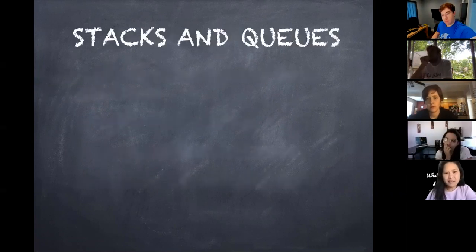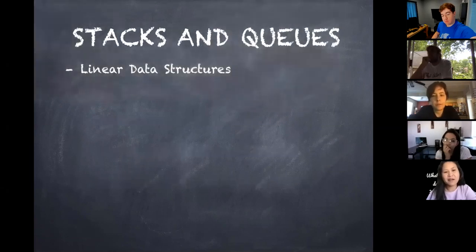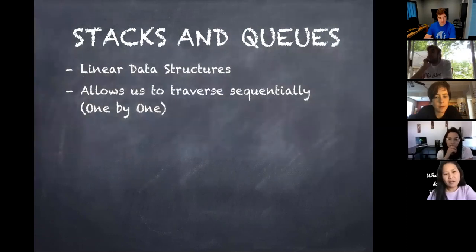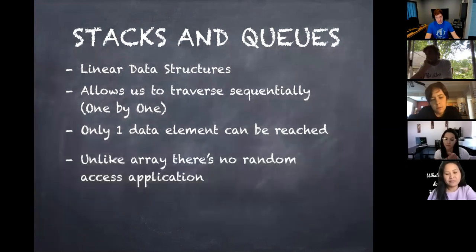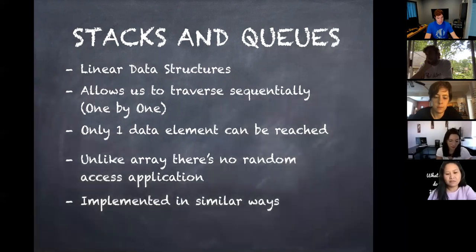So stacks and queues, what are they? They're both linear data structures. They also allow us to traverse sequentially, meaning we can get the data one by one. Like I said, you can access the elements only one at a time. And unlike arrays, there's no random access for stacks and queues. They're both implemented in similar ways.